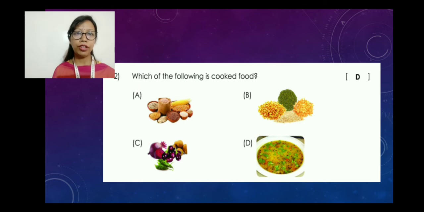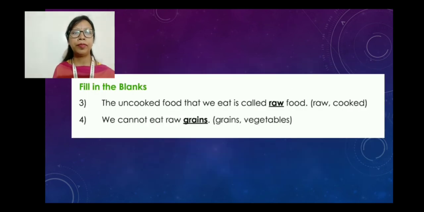Then we have, which of the following is cooked food. A is full of uncooked food, that is raw food, the pulses and grains. B also has the same. C also has the same, the raw food with turnip, onions and everything. And then D has some kind of dal which is being cooked. Therefore, here the question is to choose the cooked food. So the answer will be D.